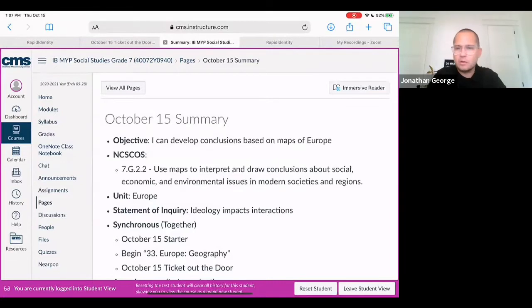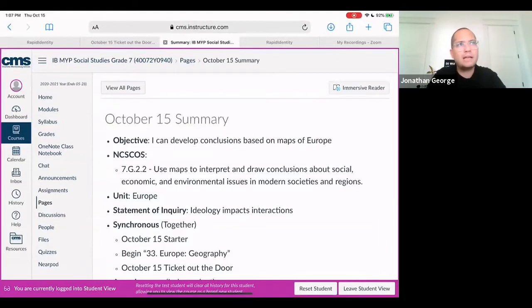North Carolina Standard Course of Study is to use those maps to interpret and draw conclusions about social, economic, and environmental issues in modern societies and regions. Unit is now Europe, not Latin America. And then the statement of inquiry is ideology impacts interactions.